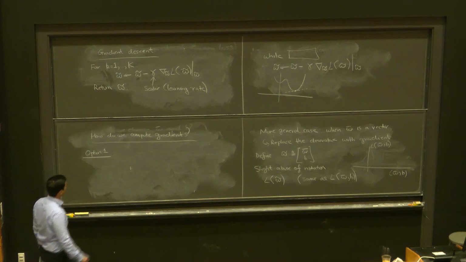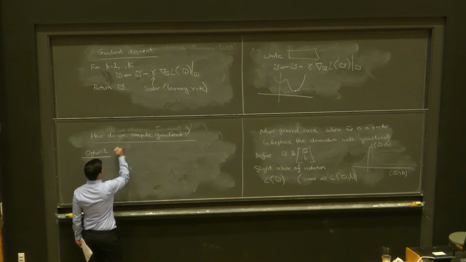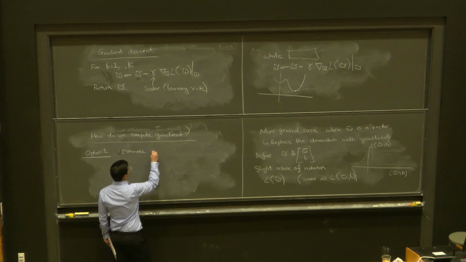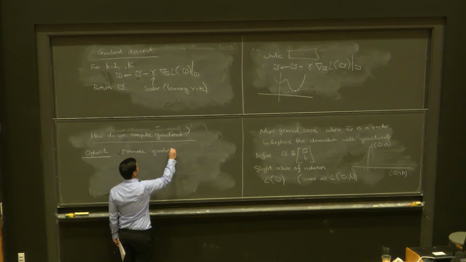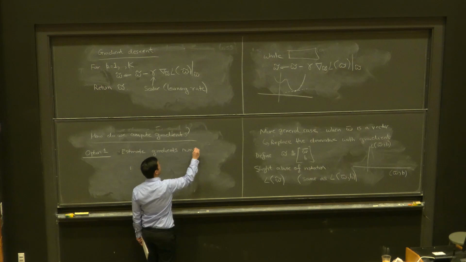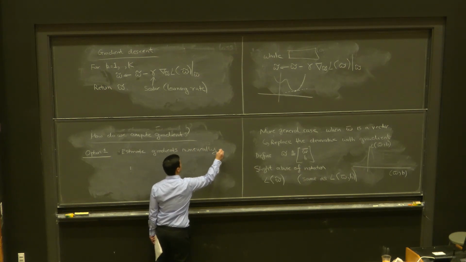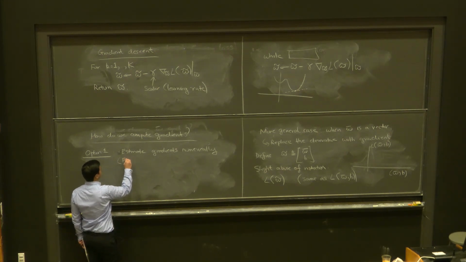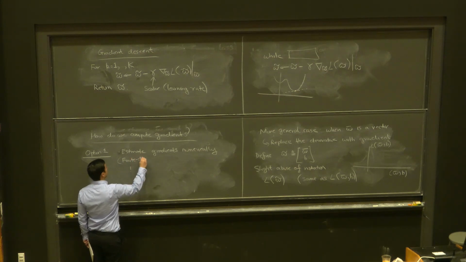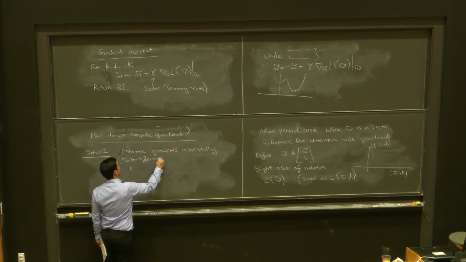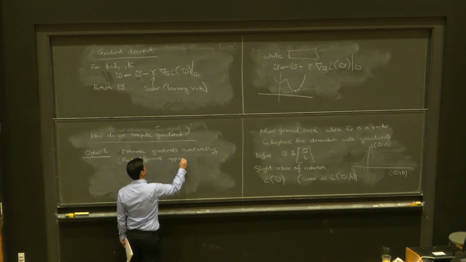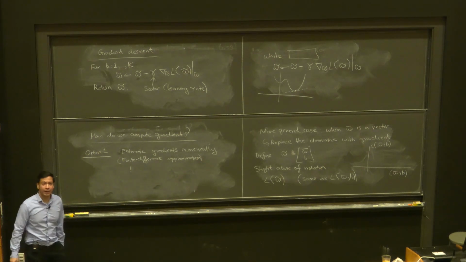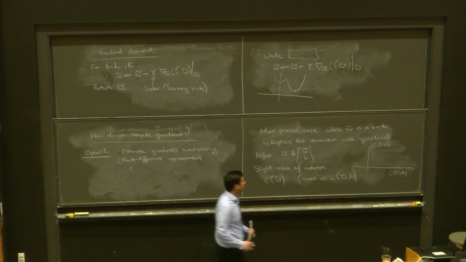One option is to calculate, or let's say estimate, gradients numerically. So basically using a finite difference approximation. So how would this work? How would you implement this?